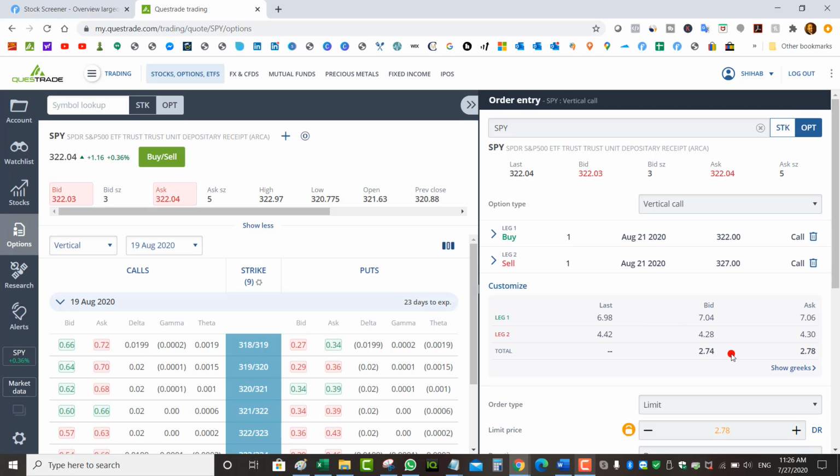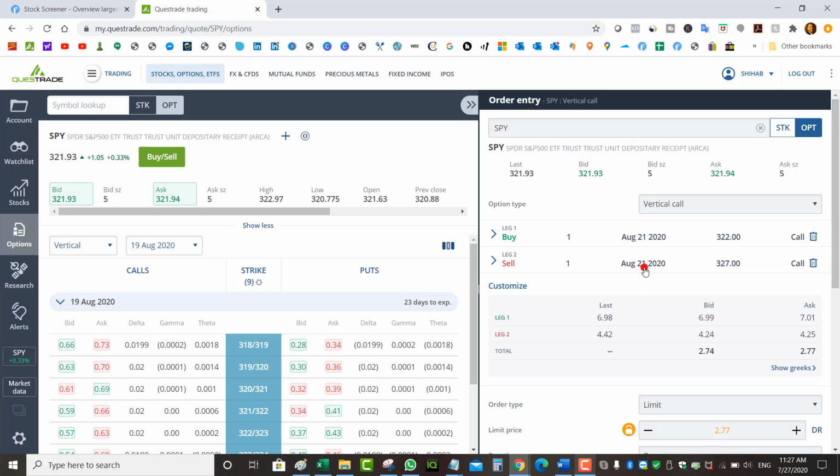My max loss is what I pay to get into this trade. So in this case, my max loss is $275, or whatever I pay to get into this trade. So that means my max return really is about 100%, because the max profit I can make is $5 minus what I paid, so about $2.30. So that would be my max profit in this case. And that happens only if SPY goes above 327 by August 21st.